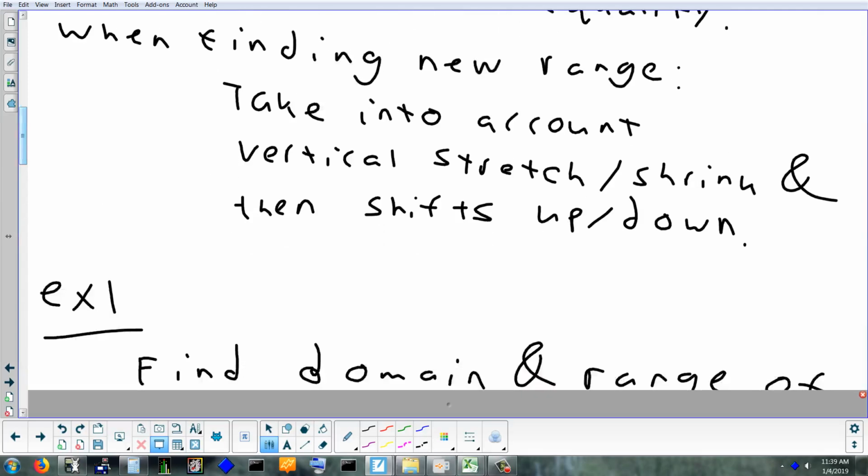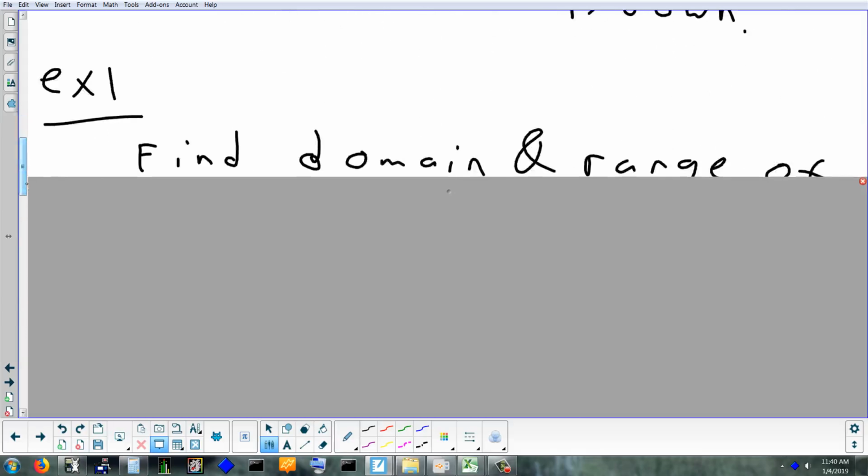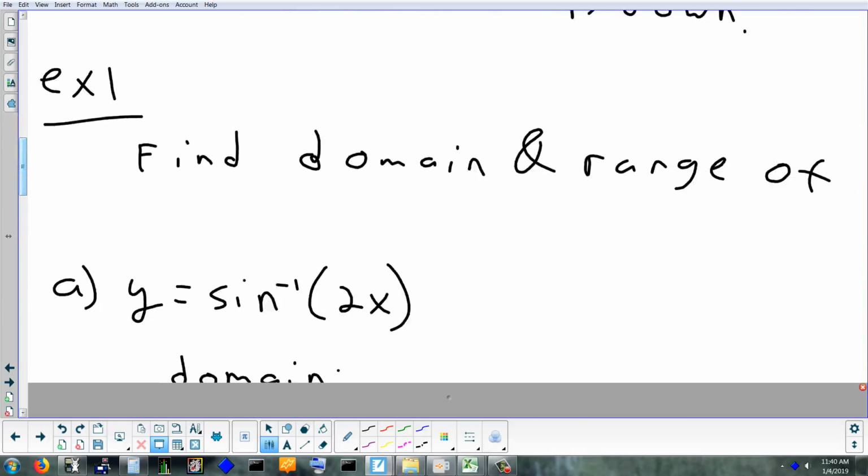I think the hardest thing is just remembering all the original domains and ranges. Two of them are negative pi over 2 to pi over 2, one with an equals, one without. And the other one is 0 to pi, inclusive, a closed interval. All right, so again, we're not really going to do any graphing by hand. I just want you to be able to find the domain and range of that.